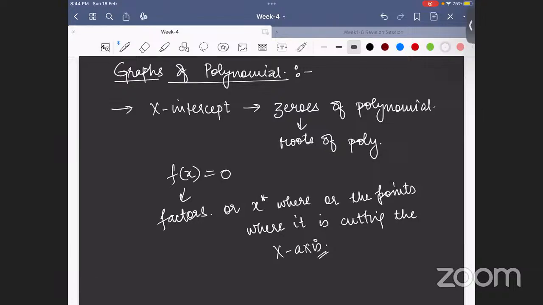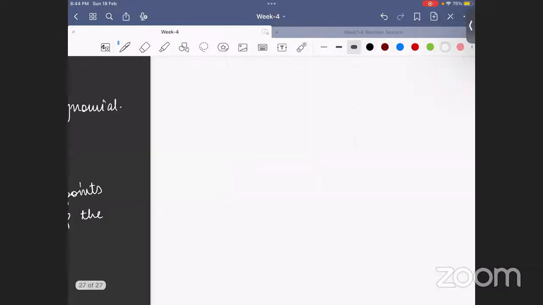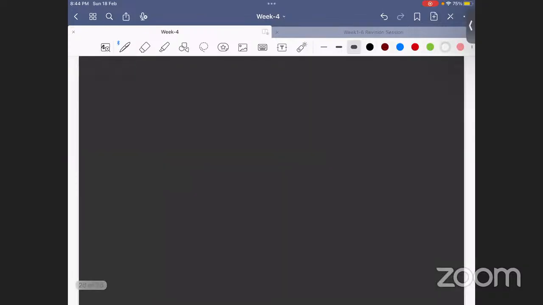Let's say, for example, we have a polynomial function. First of all, tell me, what's the degree of this polynomial?